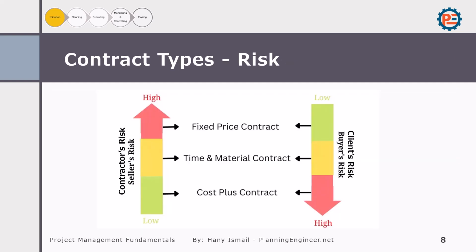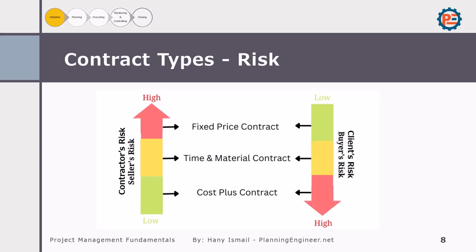Each type of contract carries different risks for both the client and the contractor. For example, in a cost-plus contract, the client bears more financial risk if the project cost exceeds expectations. On the other hand, in a lump sum contract, the contractor bears more risk if the actual costs are higher than the agreed upon fixed price. It is important to choose the right contract type to balance the risk between the client and the contractor.